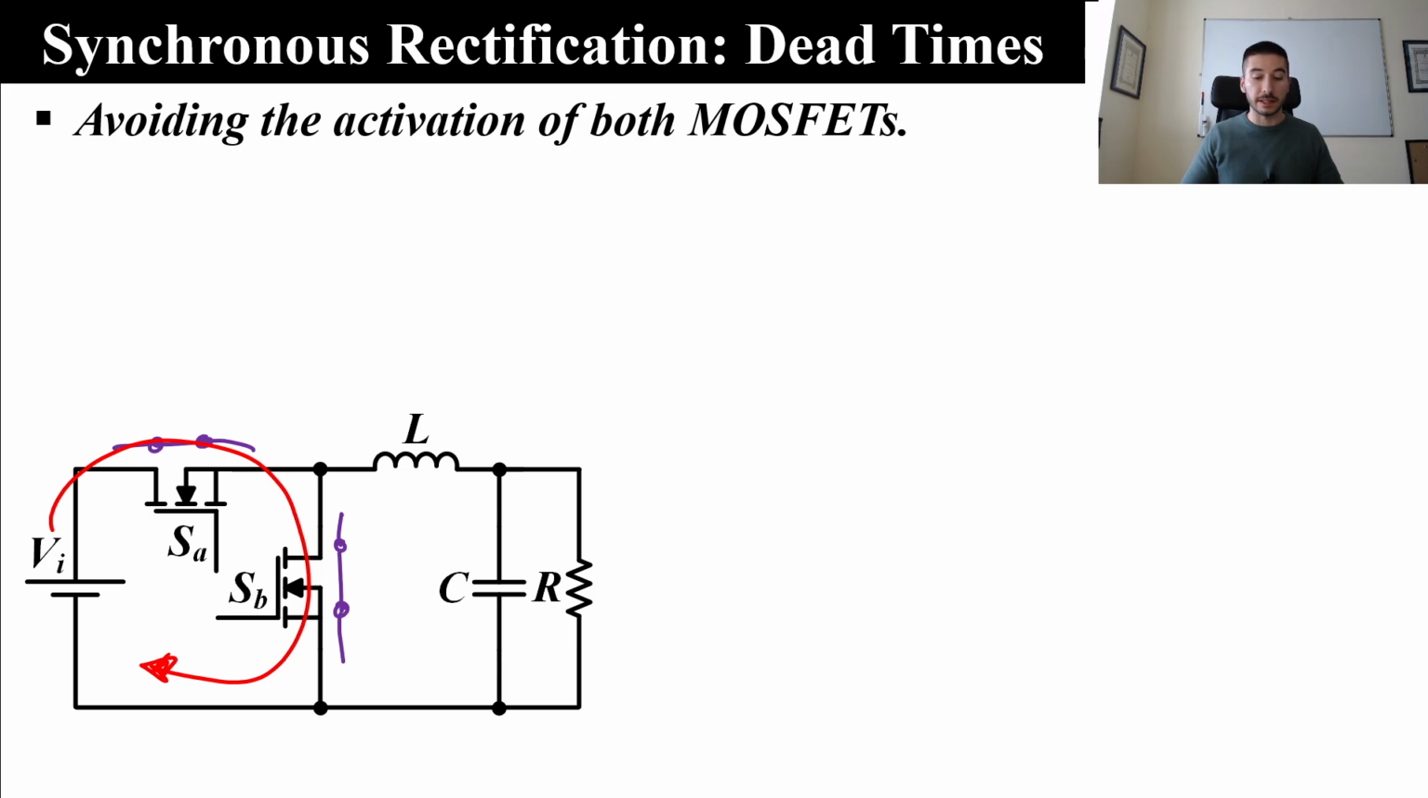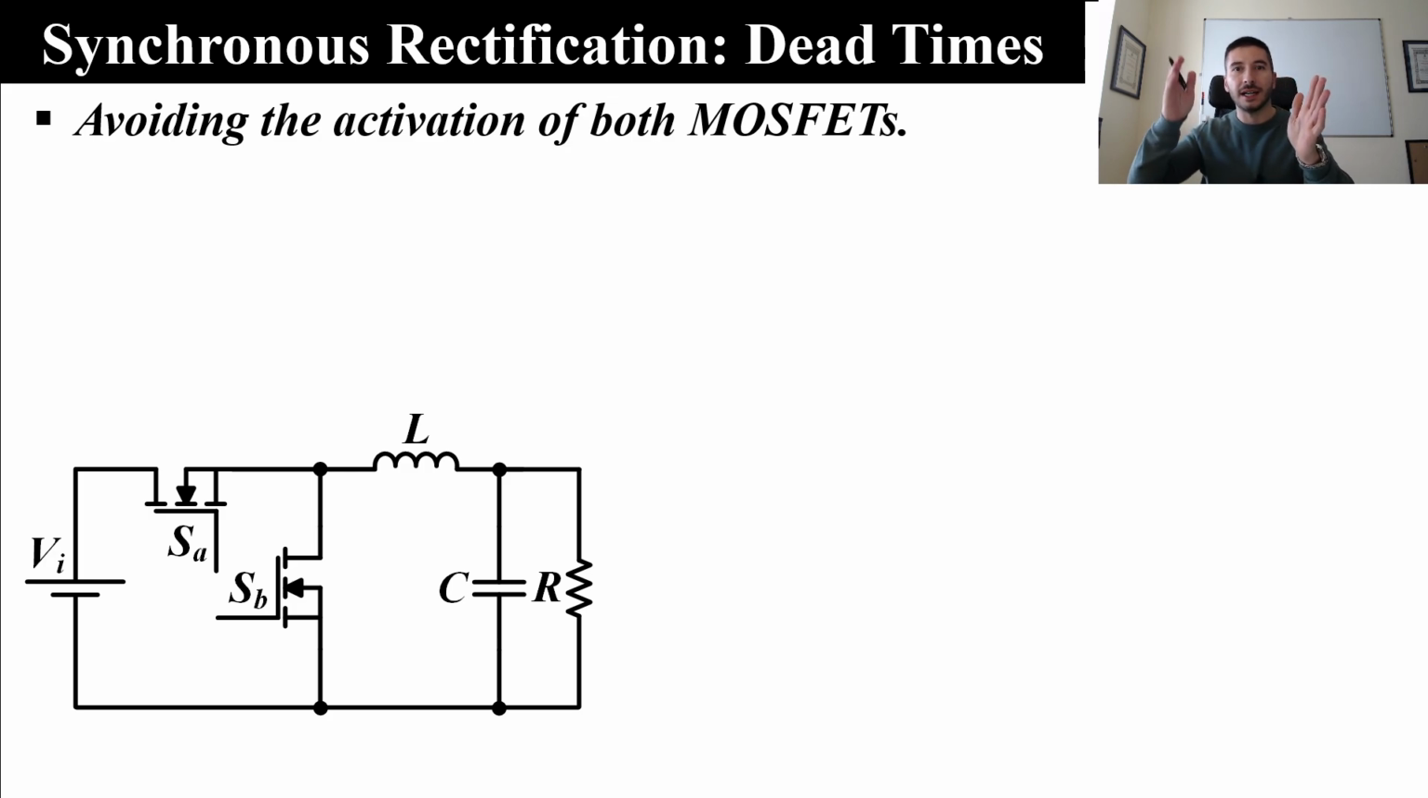the buck converter. So in order to avoid that situation, and taking into account that the switching process of a MOSFET requires some time, we need to wait some time between the turn off of a MOSFET and the turn on of the other MOSFET. So that amount of time is the dead time.